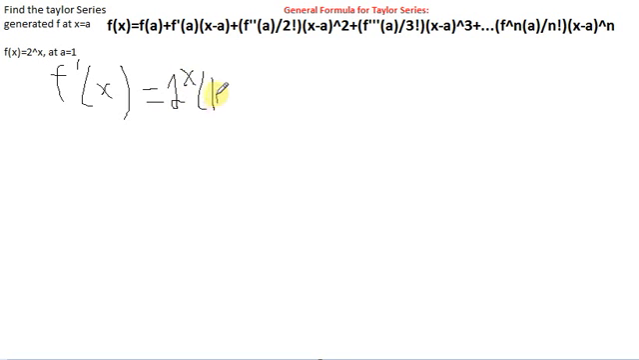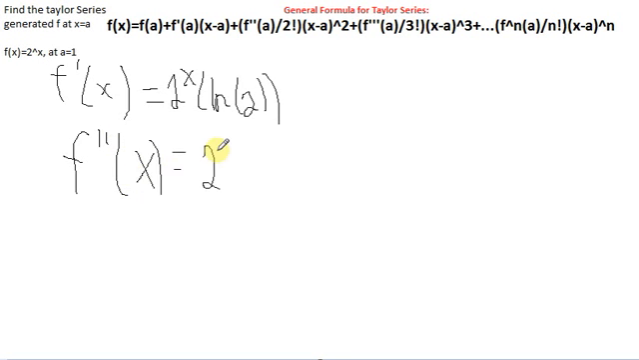Once again, as we learned in Calculus 1, following the rules, when you take the second derivative, you would get 2 to the x times ln of 2 squared. And this basically follows a basic formula that we learned in Calculus 1, where a number to the power x has a derivative of that number to the power times ln of that number. Okay, so now that we have the first derivative and the second derivative, we're ready to move on to the general formula.